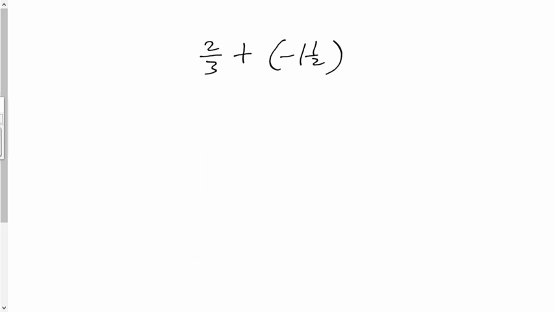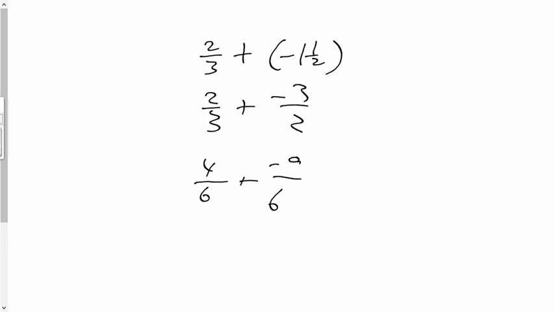Third question, or fourth question, or third, what are we on? Third question. Fraction question. 2/3 plus negative 3 over 2. Common denominator is 6. 4 and negative 9, because we're going to multiply this by 2 and multiply this by 2, and multiply this by 3 and multiply this by 3 to get equivalent fractions.